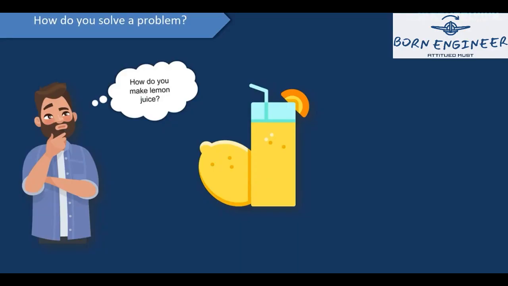Now that we've understood what exactly are functions and what is object-oriented programming, now we'll see how we can solve a real-world problem, or what is the method to solve a real-world problem. Let's say you want to make a lemon juice. You're craving lemon juice because it's summer and it's really hot outside. The problem over here is, how do you make lemon juice? Let's see how we can find the solution.